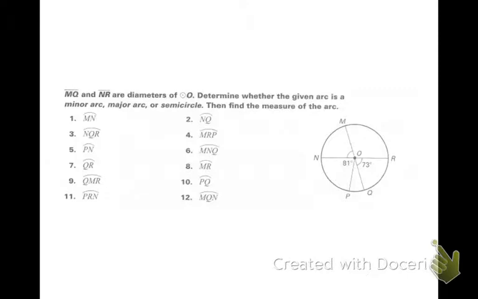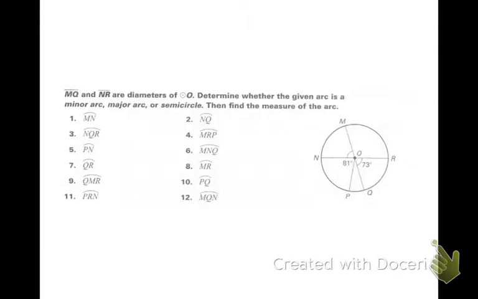All right, now we're going to put some of this into practice. MQ and NR diameters determine whether the given arc is a minor arc, major arc, or semicircle. So I'll give you a clue on these problems.